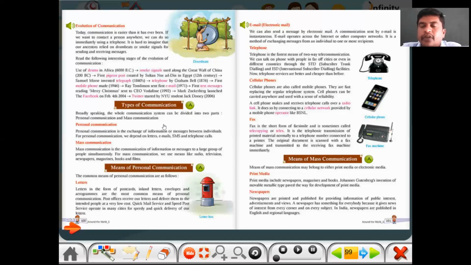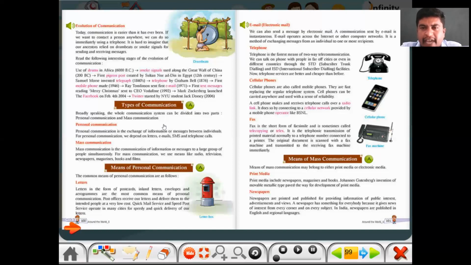These facilities we have been connecting. New telephone services are better and cheaper than before. Today, iPhones, smartphones, Android mobiles we have been using, dear students. These have been very, very advanced rather than the previous one. Am I right? So, the telephone is also called personal communication, the quickest mode of communication. Am I right? Now, cellular phones.